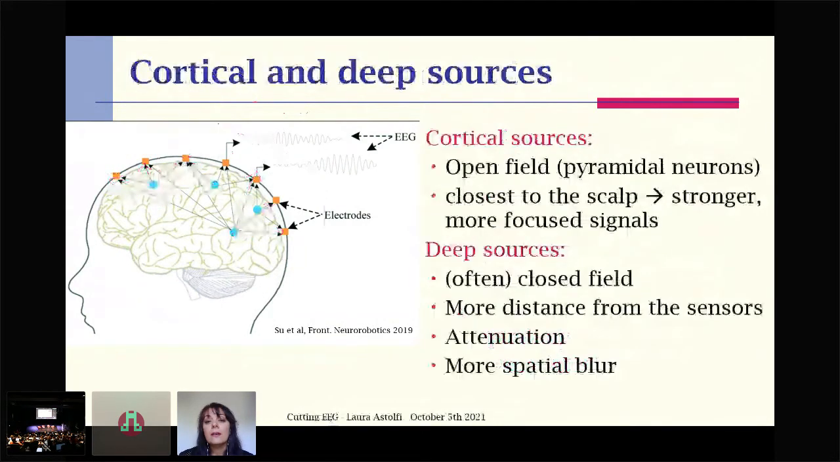Finally, as I said, cortical sources produce very different contributions to EEG than deep sources, both because they are closer to the sensors, so they produce stronger and more focused signals, but also because they usually produce an open field, while this is usually not true for deeper sources. And as I said, when a source produces a closed field, EEG is blind to it, so we have a problem in localizing this activity, which is not contributing to the signal we are using. So we have a particular problem with deep sources.